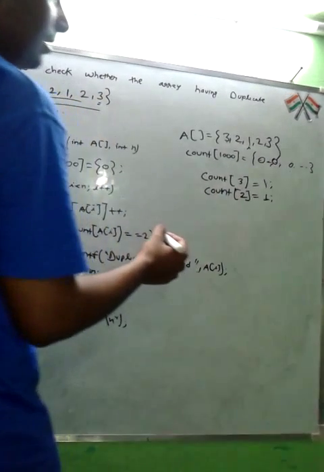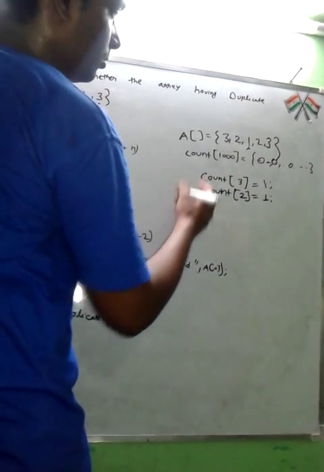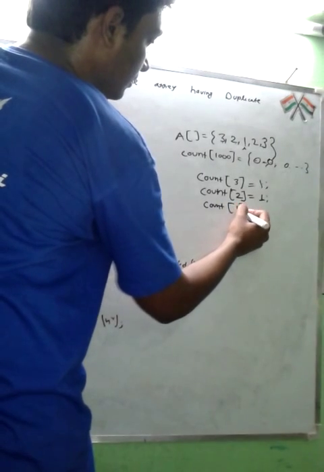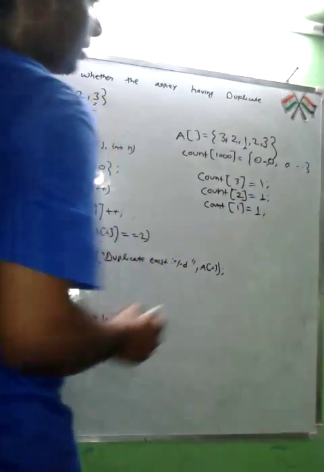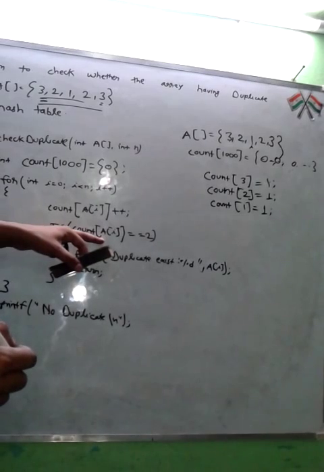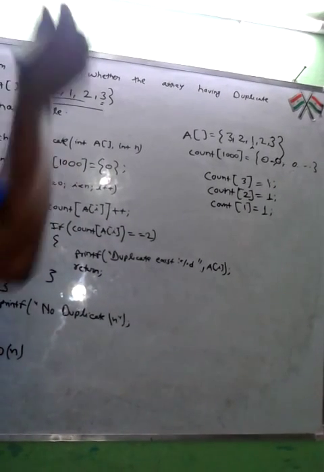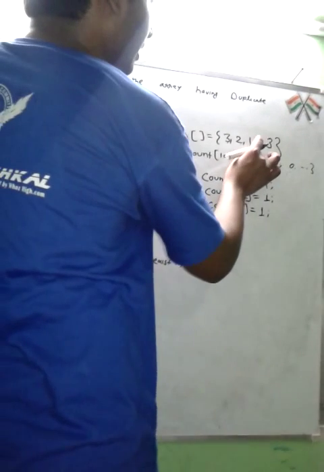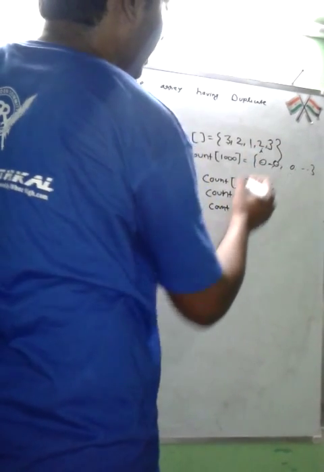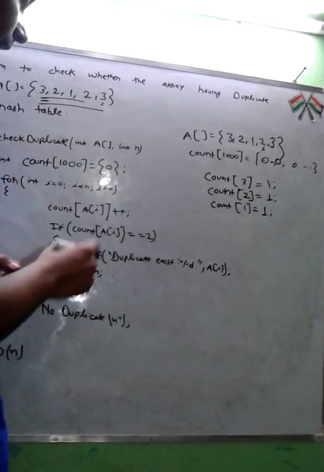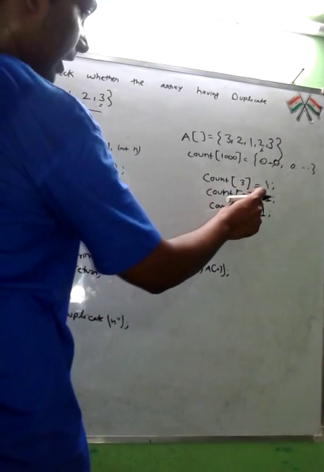Now i is pointing to 1. So count of 1 equal to 1. Again we will check that count of a[i] equal to 2, no, this is not the duplicate item. So again we will increment the i, it will be here. So we will again increment a[i].